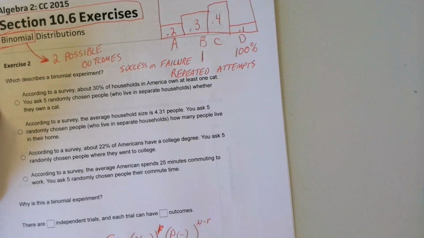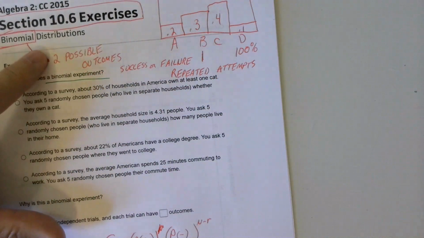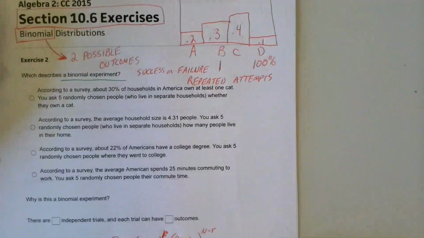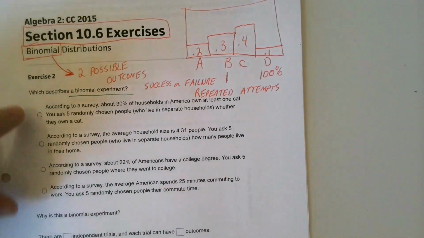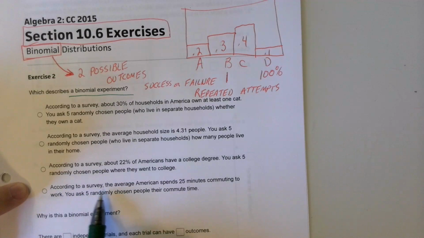So here we go. On this first one, it says which describes a binomial experiment. Well, a binomial experiment is something that we can express with a binomial distribution. So a binomial experiment means there's only two possible outcomes. So I'm going to work my way from the bottom. It says, according to a survey, the average American spends 25 minutes commuting to work. You ask 5 randomly chosen people their commute time.